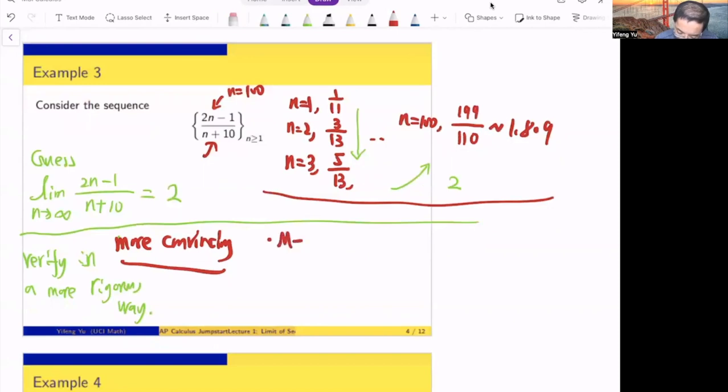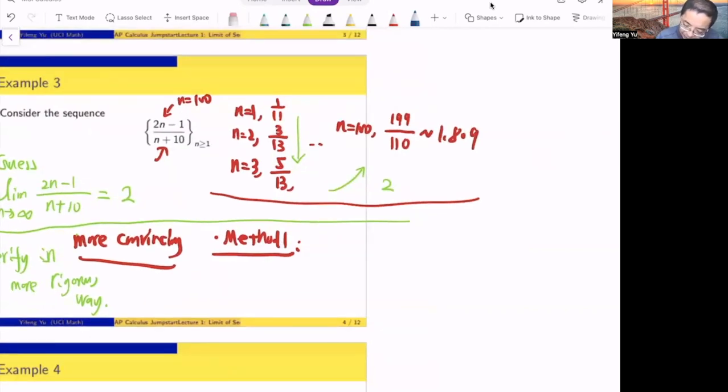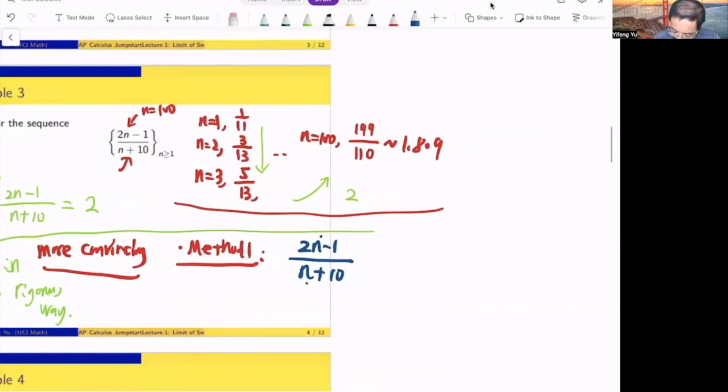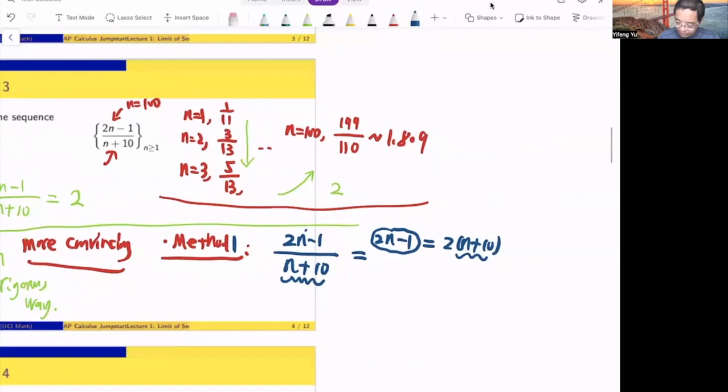Let's use method one. We want to rewrite (2n minus 1) over (n plus 10). Because you see, here you have n in the numerator and denominator, we try to get rid of n, we try to simplify it. So this is method one. One way I can do it is, because the denominator is n plus 10, I can rewrite 2n minus 1 as 2 times (n plus 10), because I just try to match this, and then minus 21.